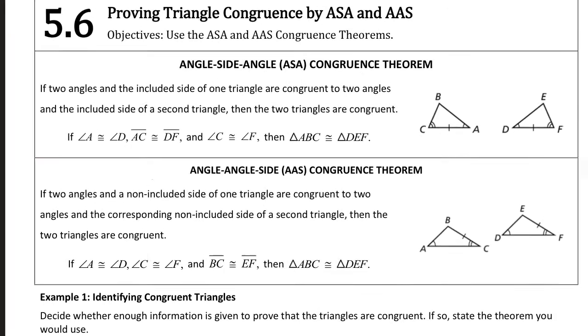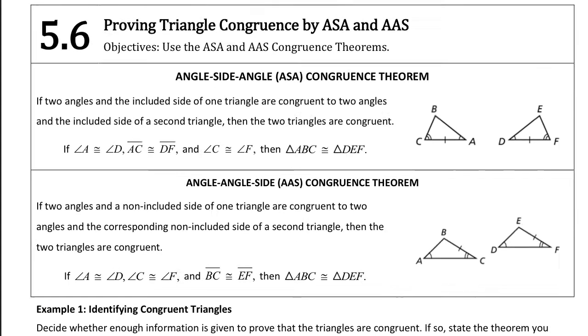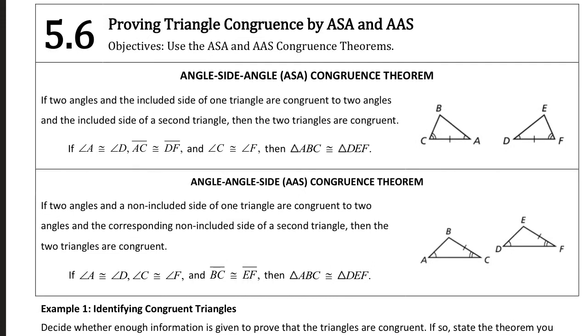Okay, so continuing on with that idea of congruence theorems, congruence shortcuts, the next two we're going to talk about are called angle, side, angle, ASA, and angle, angle, side, AAS. So we're going to use these theorems to prove triangles congruent.